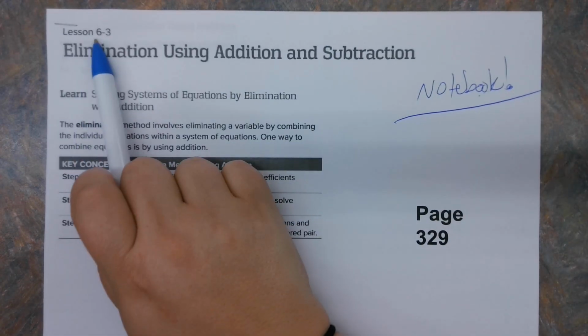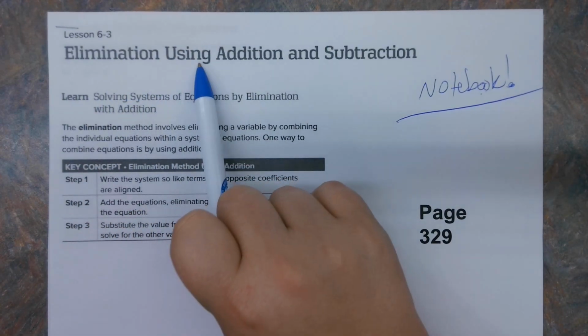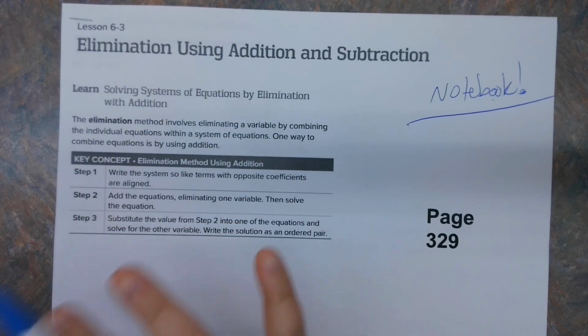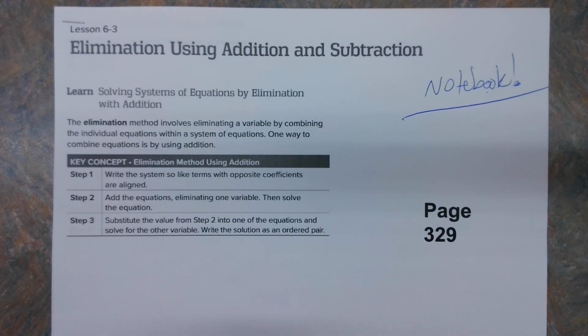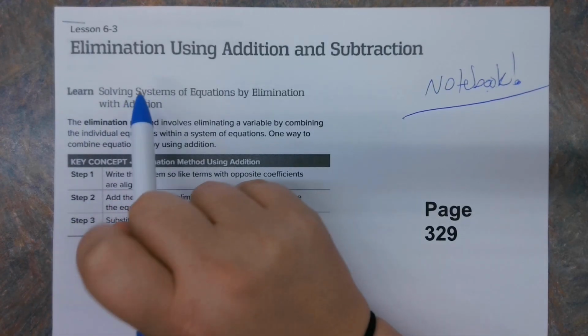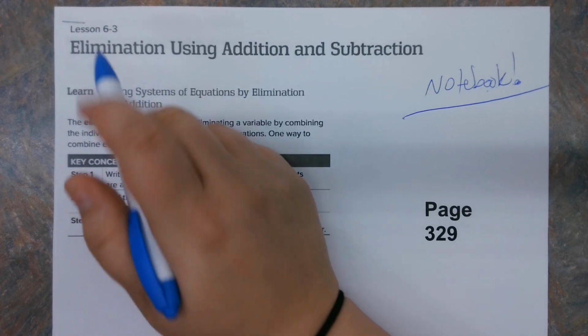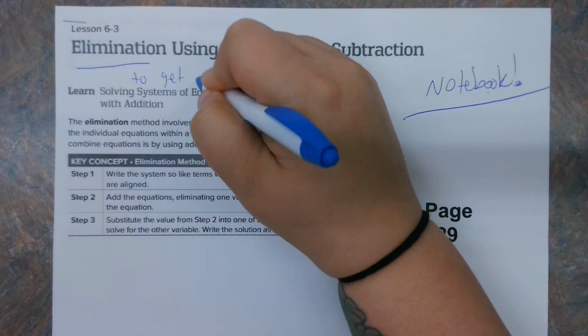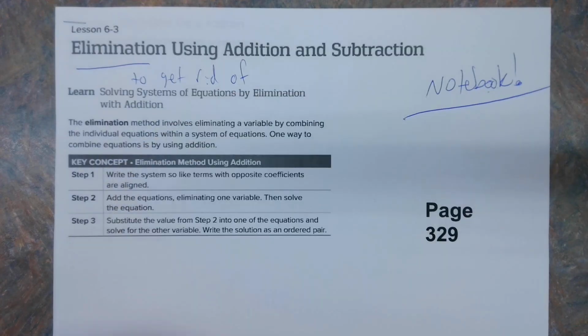We're going to be doing 6-3 today. It's titled Elimination using Addition and Subtraction. We're still working with systems of equations. I actually think this lesson is really fun. It kind of reminds me of old addition and subtraction. Let's start with the word elimination. The word elimination means to get rid of. So we're going to get rid of something to make using addition and subtraction easier.